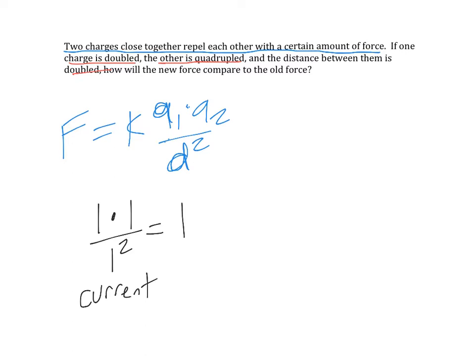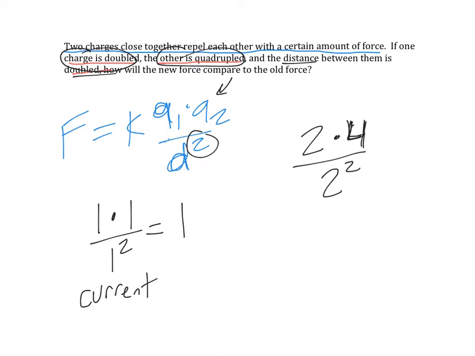Then we say, okay, we're changing something. We're doubling one charge and quadrupling another. So Q1 then is going to be, instead of a 1, it's going to be a 2 because it's been doubled. And Q2, we've quadrupled this charge, so it's going to be 4. So now we're just trying to see how things have changed. So we have 2 times 4, and the distance has also doubled. So D, instead of using 1, we're going to use 2, but notice that it's going to be squared.